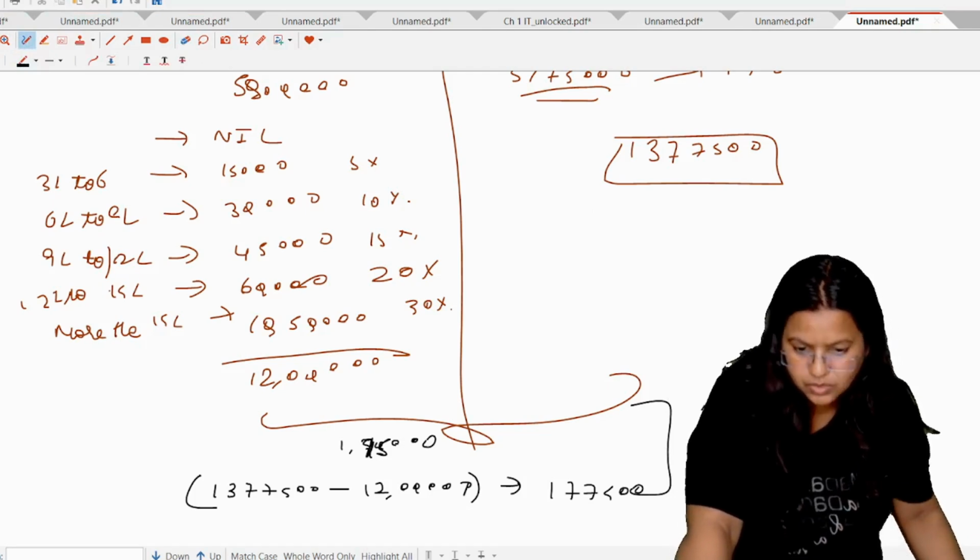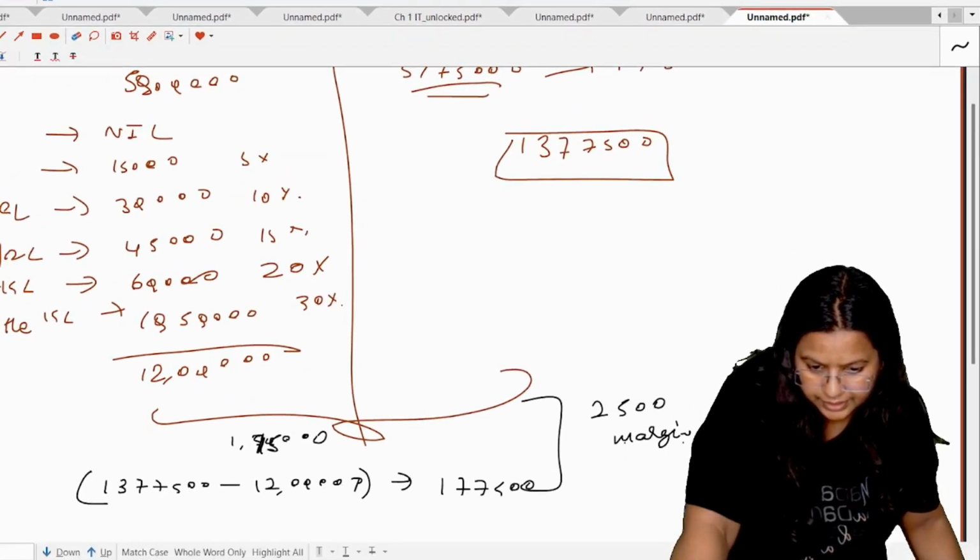Okay, I hope the screen is visible. The screen is clear now. Here it is.